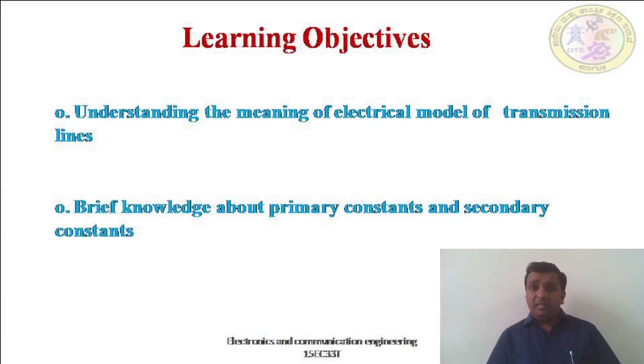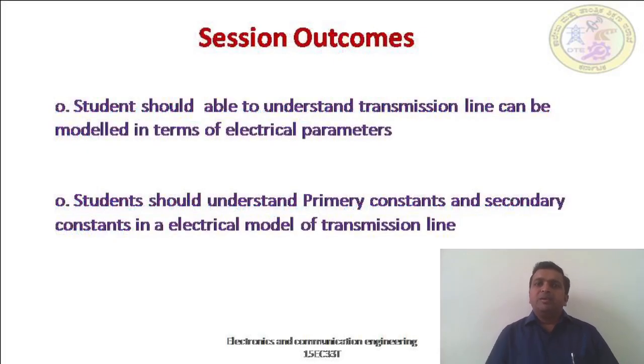So what are the learning objectives after completion of this session? You are going to understand the meaning of the electrical model of a transmission line, and you're going to get brief knowledge about primary constants as well as secondary constants. What are the session outcomes? The student will be able to understand that a transmission line can be modeled into electrical parameters. The student should understand the meaning of primary constants and secondary constants of a transmission line.